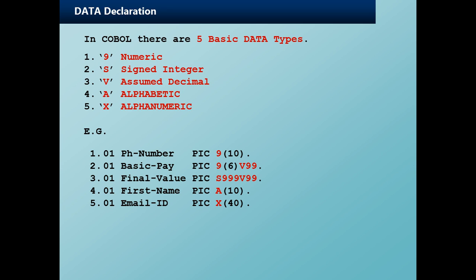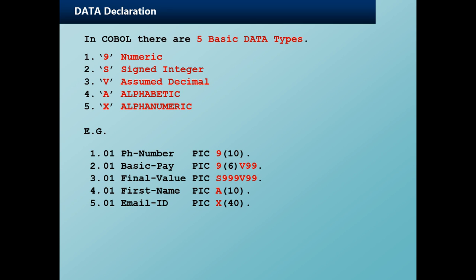Likewise, the second one, if you see, 9(6)V99. Remember, there is a dot after every 01 level, because every variable is a separate sentence. Now the second variable is basic pay, which is 9(6)V99. Here it tells that there are 6 places in the significant part, and there are 2 digits in the decimal part. So something like 123456.78. The dot will not occupy a space because V is nothing but an implied decimal.